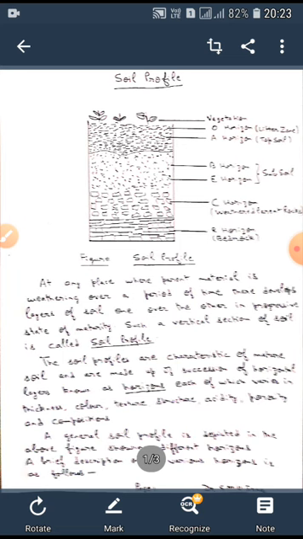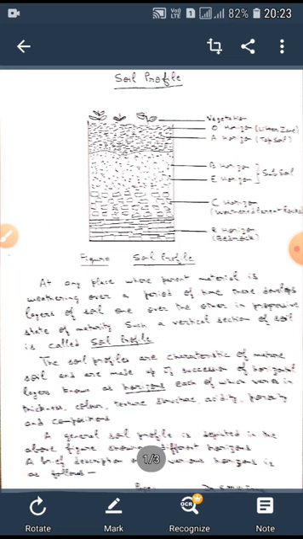If we have a look at the figure shown above, we see that there are different layers arranged one over the other. At any place where parent material has been weathering over a certain period of time, there develop layers of soil one over the other in progressive states of maturity. Progressive state of maturity means that the oldest layer is at the bottom and the youngest is at the top.